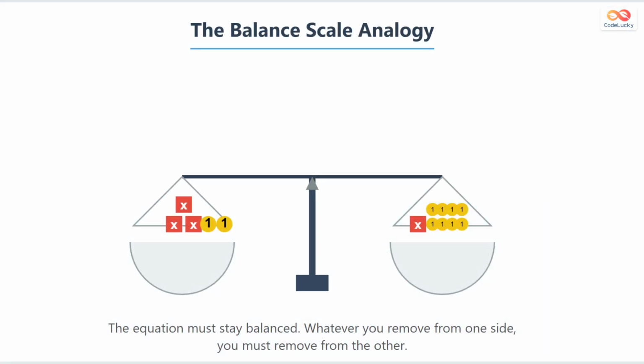Think of an equation like a balance scale. The equal sign represents the center pivot. The left side and right side must always weigh the same. If we remove 3 boxes of x from one side, we must remove exactly 3 boxes of x from the other side to keep it balanced. This visual helps us understand why we perform the same operation on both sides.